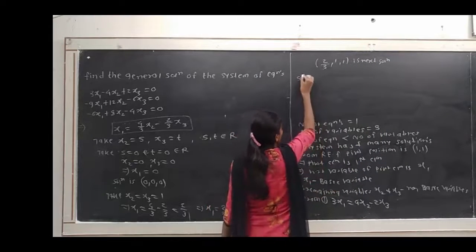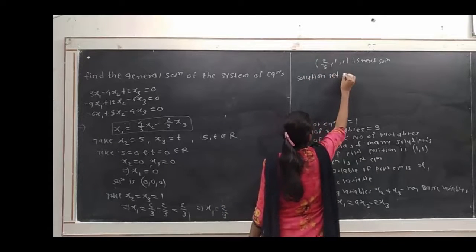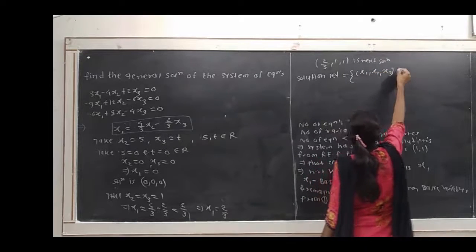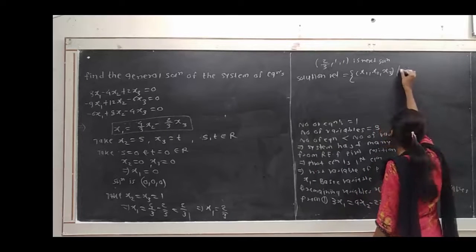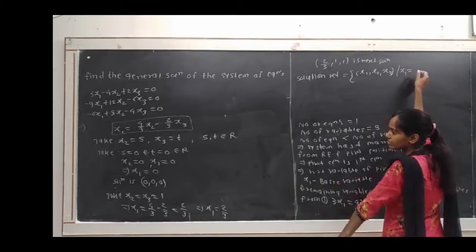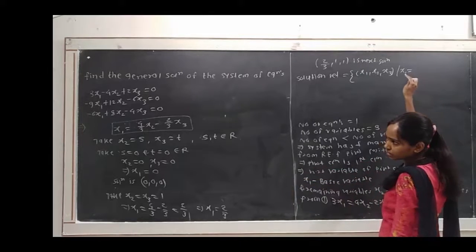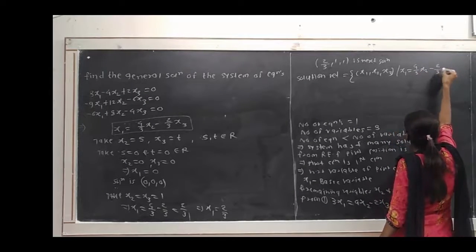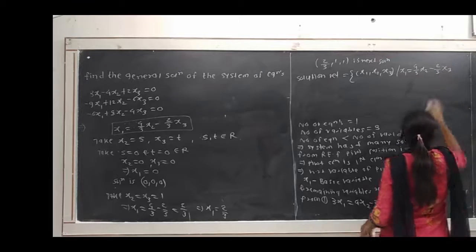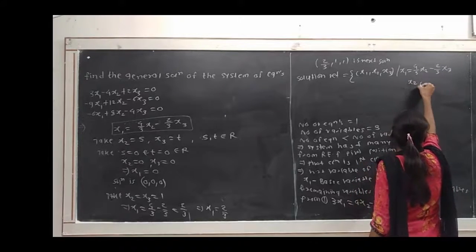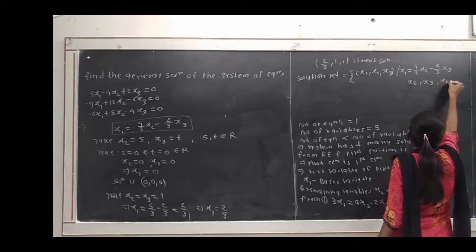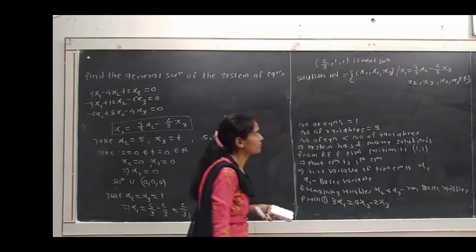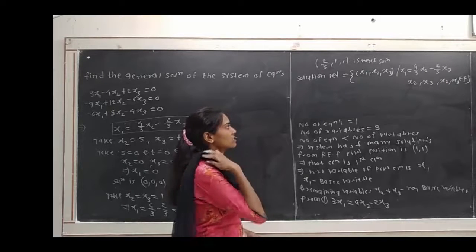So from that we write the solution set. The solution set is the triplet (x1, x2, x3) such that x1 is equal to 4 divided by 3 x2 minus 2 by 3 x3, where x2, x3 belong to the set of real numbers R. In this way we get the solution set, and this is an infinite set.